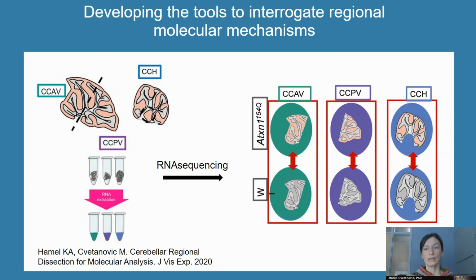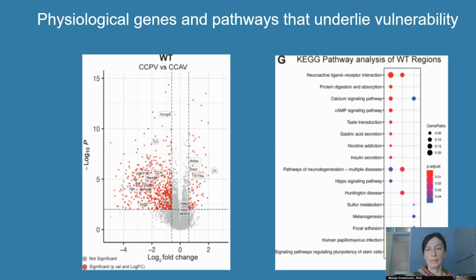The first question that we wanted to ask is, how are these regions different in wild-type mice? How may these differences predispose the posterior regions to disease pathology? And the second question is, how do these regions respond differently to disease pathology in Ataxin-1 mice? So for the first question, what are the physiological differences in the wild-type mice? We compared these regions, anterior versus posterior, so this means cerebellar cortex posterior vermis and cerebellar cortex anterior vermis. On the left, you have a volcano plot, which shows us differences in expression of genes, and on the right, panel G, we have KEGG pathway analysis.